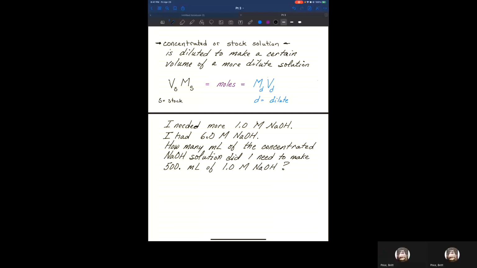Question. As long as both volumes are in the same unit, I can leave them. I don't have to change out of that unit, which is really, really nice.